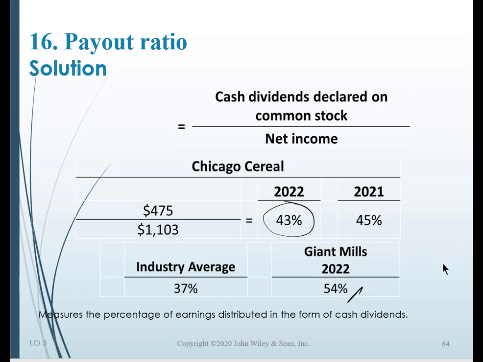Management decides what to do with the profits. They either pay it out as dividends or they reinvest it in the company. So in this case, we can see that Giant Mills is paying out more, which means they're reinvesting less. Chicago Cereal, right? They are paying out less of their profits and maintaining more so that they can maybe buy more plant and equipment. Maybe they're investing more in inventory or whatever. We talked about there could be some expansion going on. They're keeping the earnings so that they can buy things.